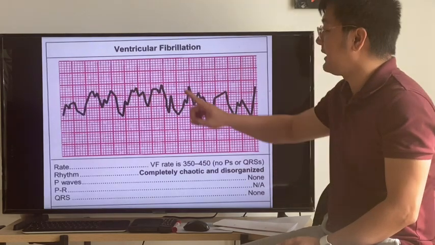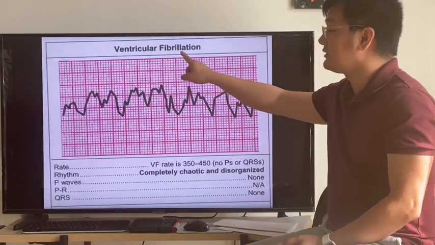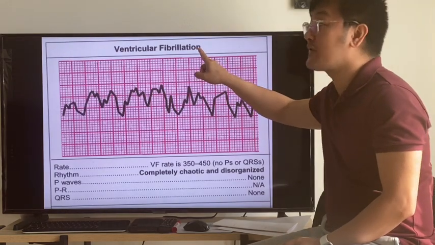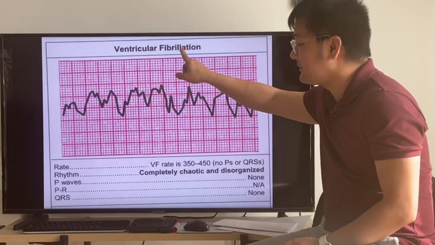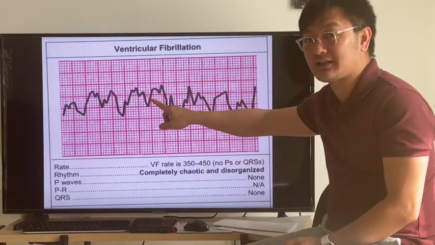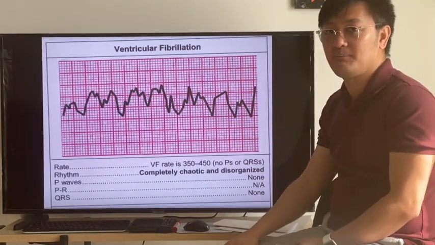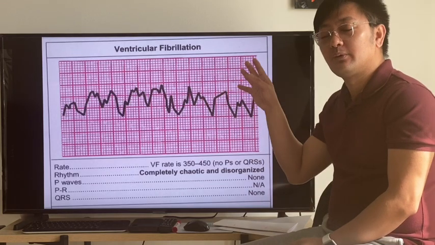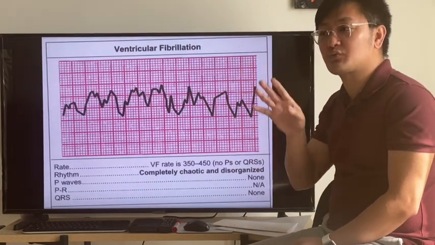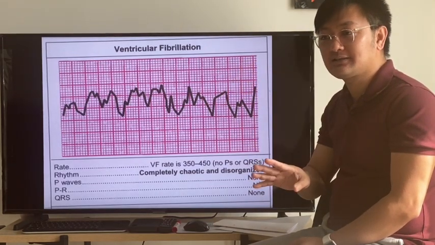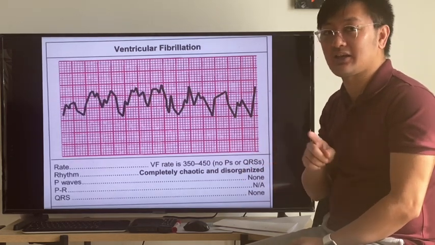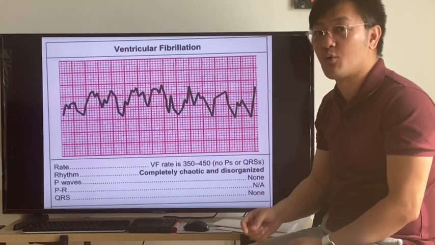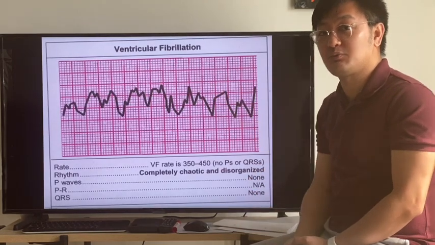Therefore, remember, anything that has fibrillation in it, no rhythm. So no rhythm, the tracing is chaotic and disorganized, okay? So again, if the tracing has rhythm, wide, bizarre, that's your VTAC. If a tracing is chaotic, disorganized, no rhythm, that's your ventricular fibrillation.